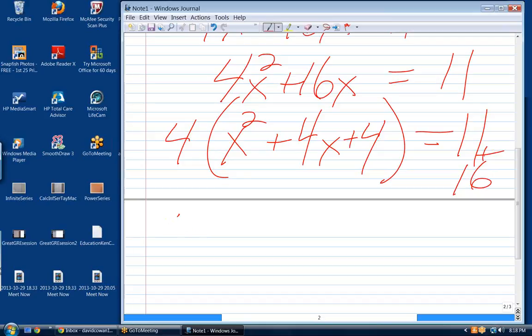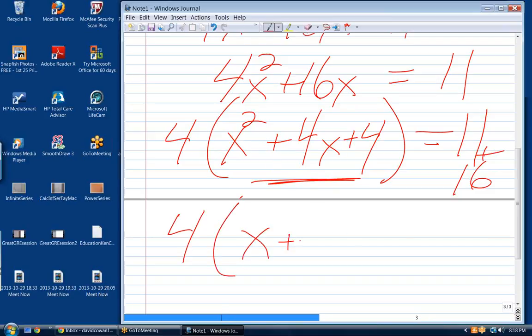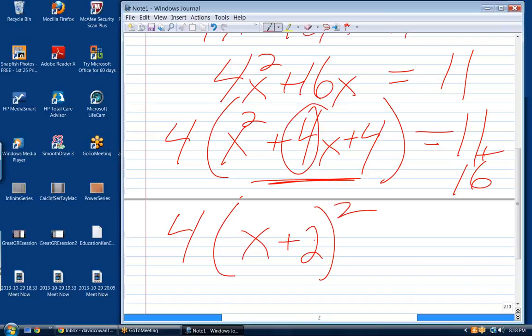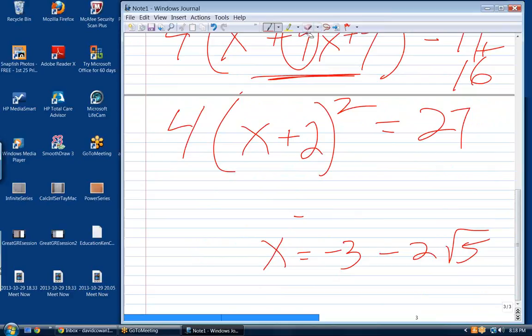So now I have 4 times, and how can I represent this? x plus what squared? 2. Remember, it's the half of that goes there. Equals 27. Now help me solve this. It's the first step to solve it.